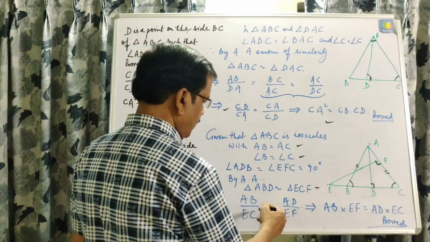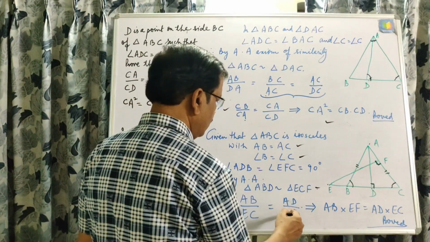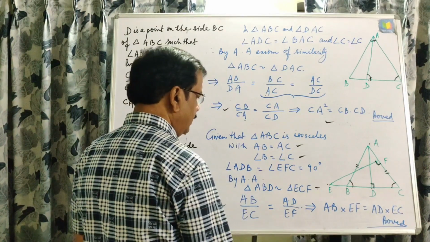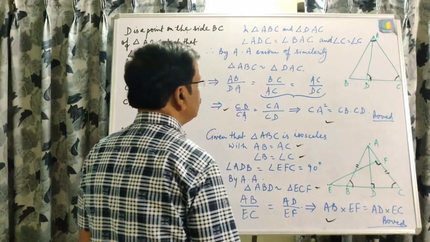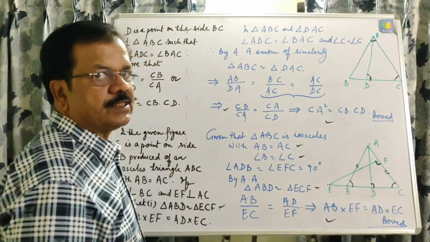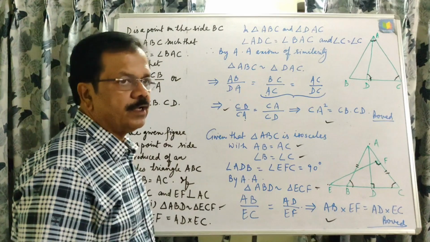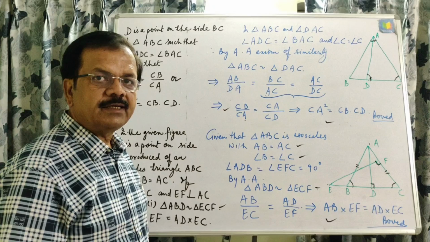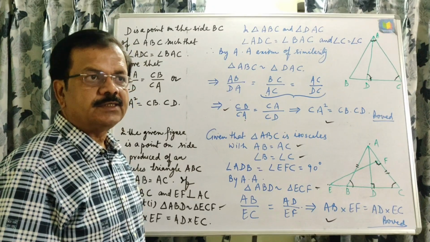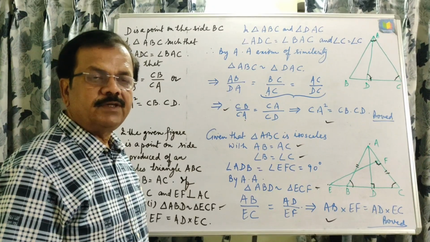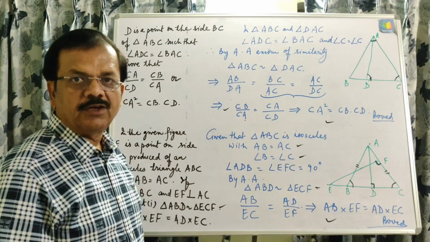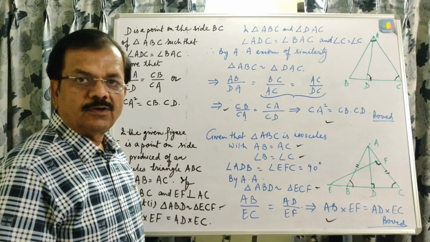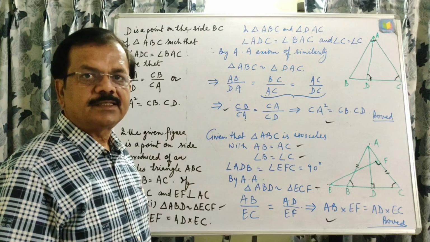So by cross multiplication we are getting AD into EF is equal to AD into EC. This is what we have to prove. Both the questions are equally important for class 10 CBSE board examination, and you can get this type of questions in my another video of similarity of triangles of ICSE class 10.